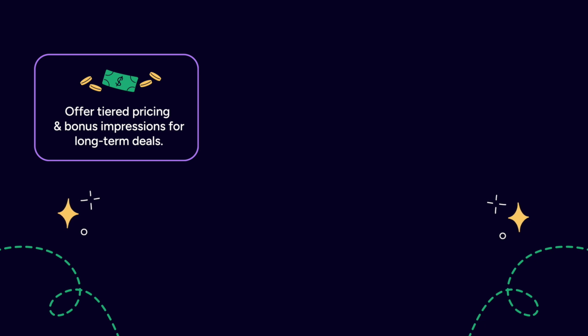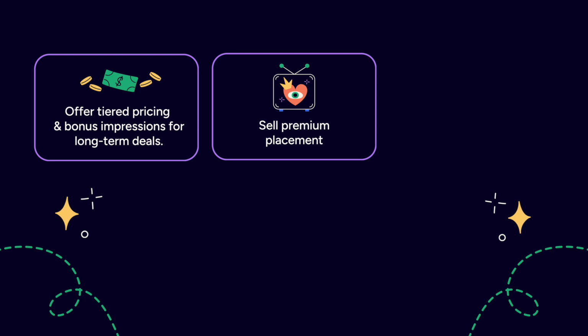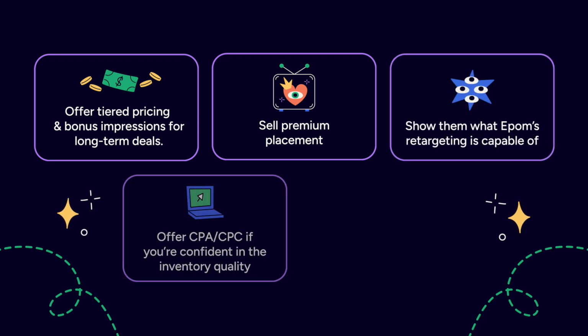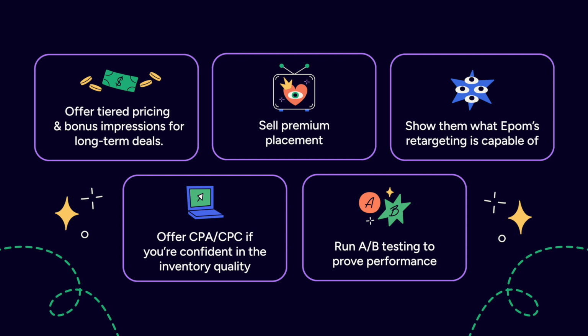It gets more difficult with advertisers. Don't worry though. It all comes down to what you can give them. So offer tiered pricing and bonus impressions for long-term deals, sell premium placement, show them what Epom's retargeting is capable of, offer CPA/CPC if you are confident in the inventory quality, and run A/B testing. At the end of the day, it's all about building trust. Advertisers want performance, publishers want revenue. Your job is to balance both.